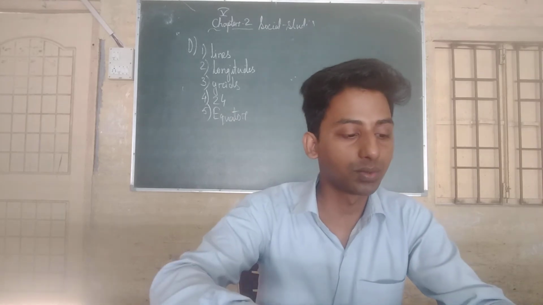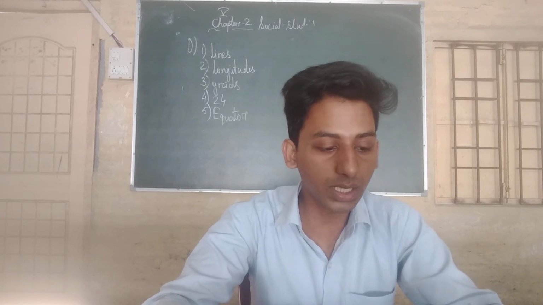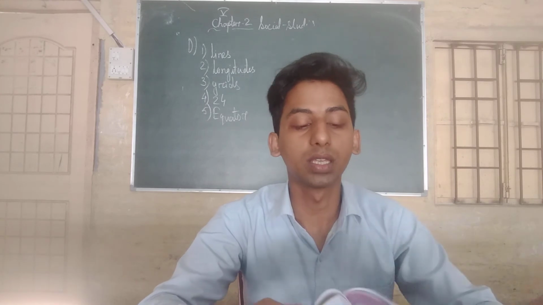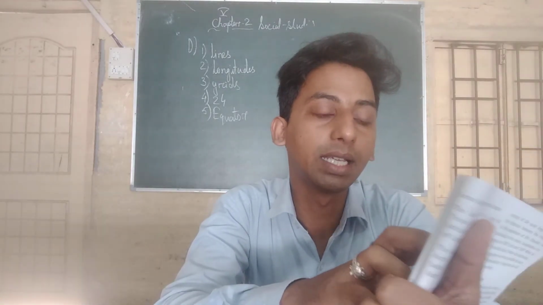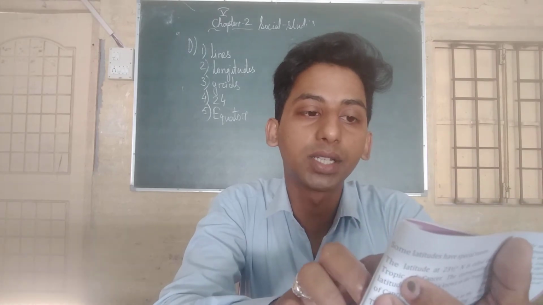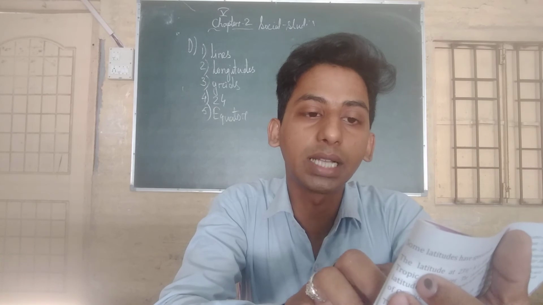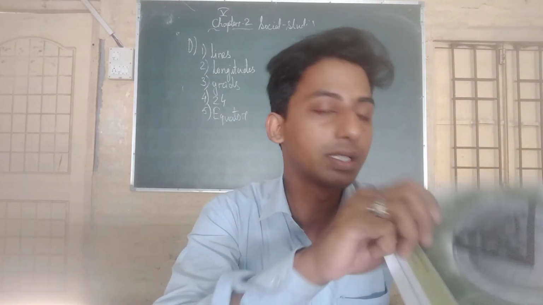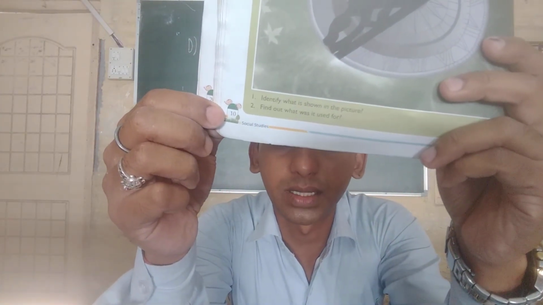Now we take the question: what are latitudes? You have to take page number 10. See this line: a number of circles are drawn parallel to the equator. All these circles, including the equator itself, are called latitudes. See page number 10. You can see it is page number 10.